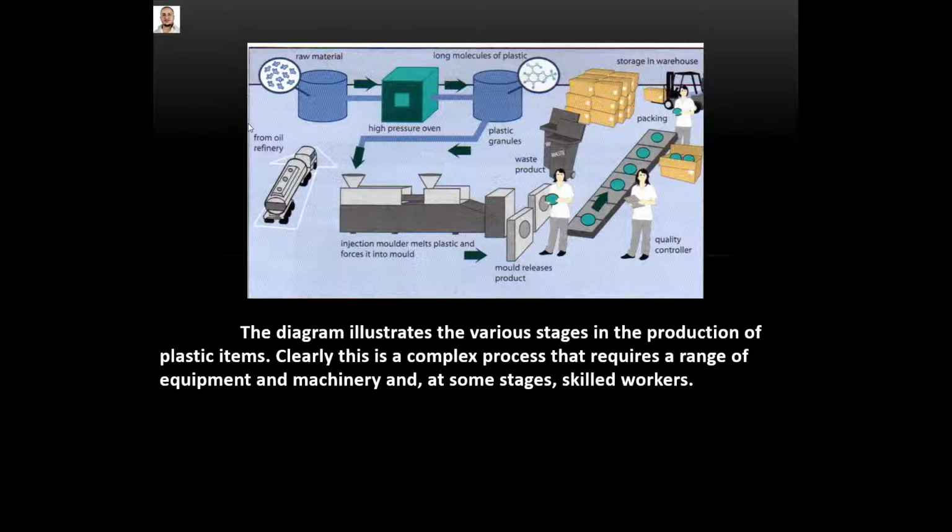Firstly, the diagram illustrates the various stages in the production of plastic items. Clearly, this is a complex process that requires a range of equipment and machinery and, at some stages, skilled workers. The question is, how did I decide those things?